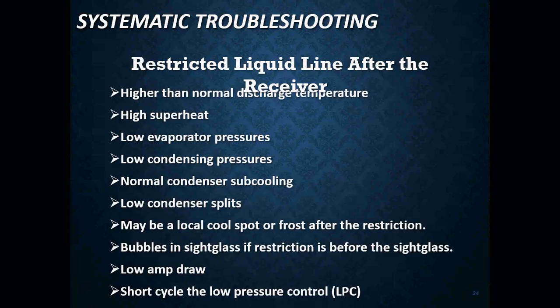Restricted liquid line after the receiver, you're going to have higher than normal discharge temperatures, high superheat, low evaporator pressures, low condenser pressures. You're going to see normal condensing subcooling, low condenser splits, maybe local cool spots or frost after the restriction, depending on where it is. Bubbles in the sight glass if the restriction is before the sight glass. Again, remember, the sight glass is optional. You may or may not have one. Low amperage draw or short cycling the low pressure control.